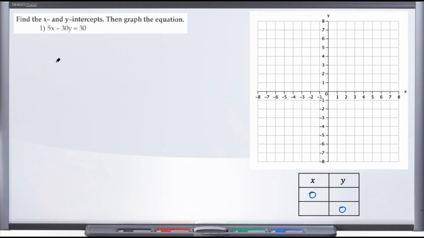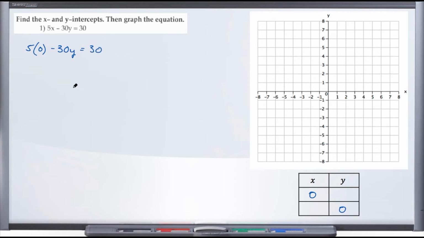For the first part of question 1, we're going to find the y-intercept. If we want to find the y-intercept, that means we plug 0 in for x. And what does that look like? Well, 5, and anywhere I see an x in our given equation, we're going to plug in a 0. So 5 times 0 minus 30y equals 30.